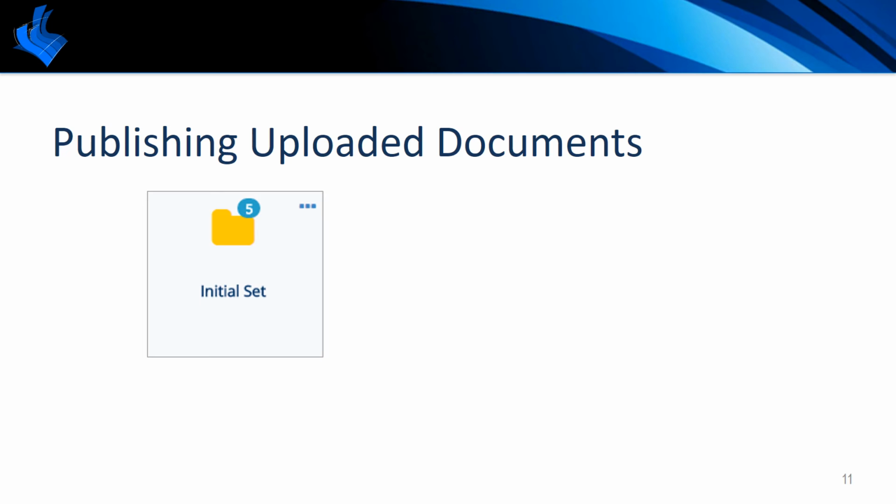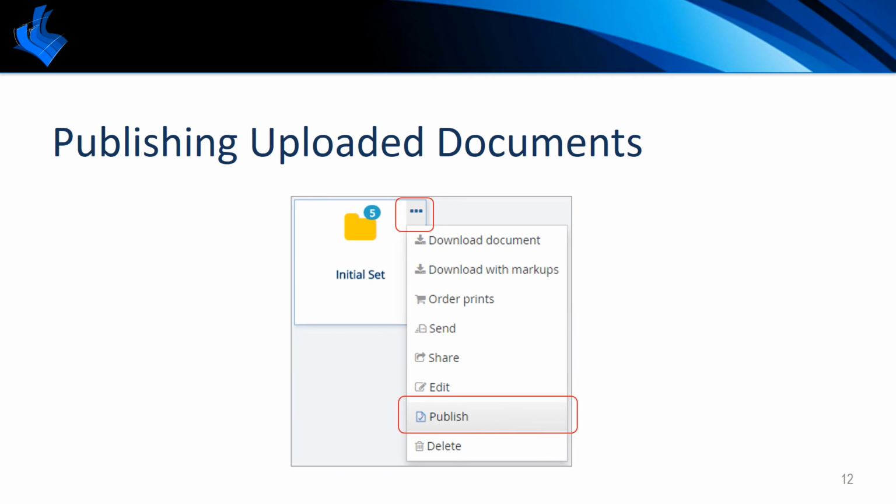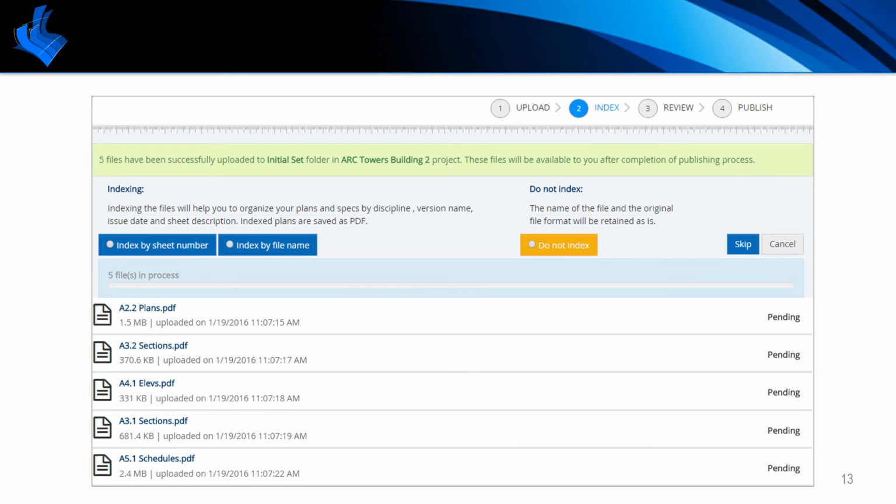Within the SKYSITE cloud, you will see an alert at the folder level that there are documents that aren't published. If you open the folder itself, you will see that the documents are listed but not available. Click on the More icon and select Publish. You will now be brought into the Standard Indexing Selection window, where you can select the indexing option you want and continue as you normally would.